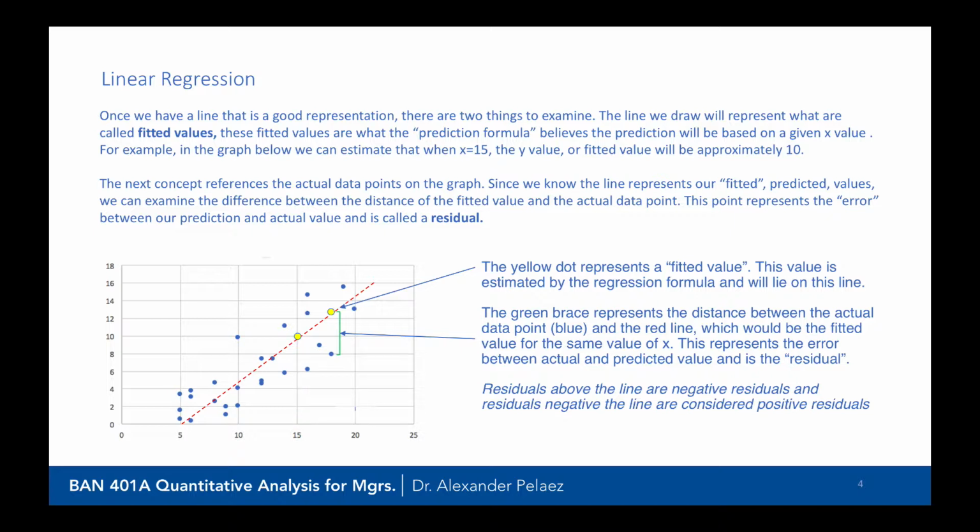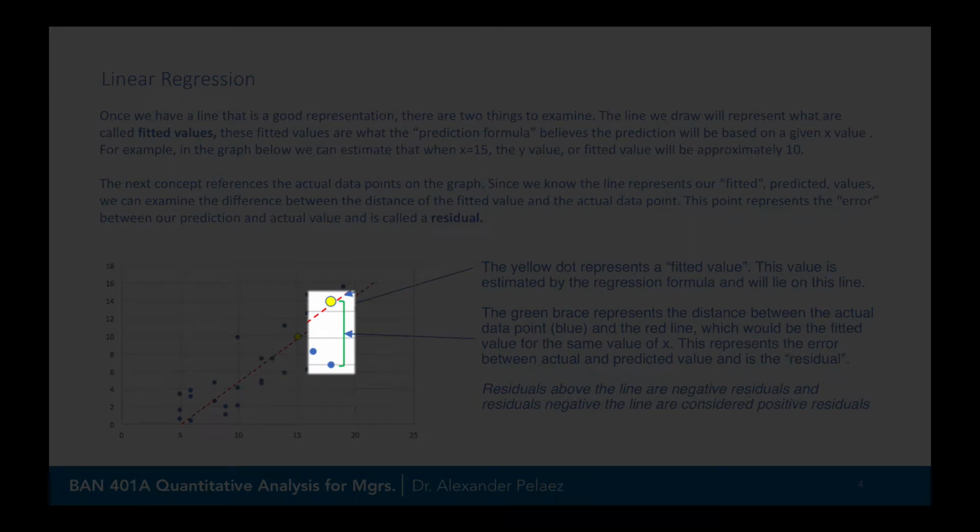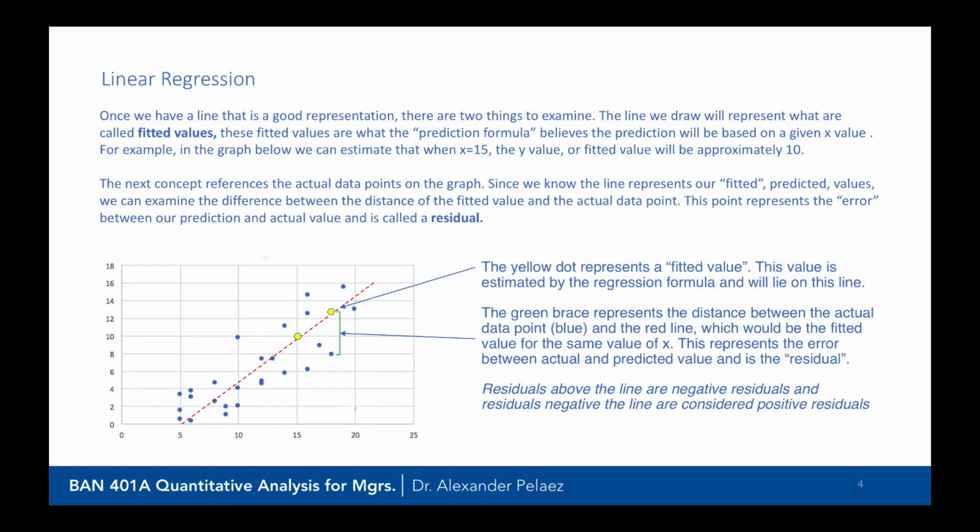The next concept refers to the actual data points on the graph. Since we know that our line represents what we call the fitted or predicted values, we can examine the difference between the distance of the fitted value and an actual data point. And this point represents the error between the prediction and the actual value, and we call this a residual. So the concepts of residuals and errors are the same. And it should be clear by looking at any one of these blue dots that the distance between the blue dot and the line, which is what would have been predicted for that same particular value, is considered an error.